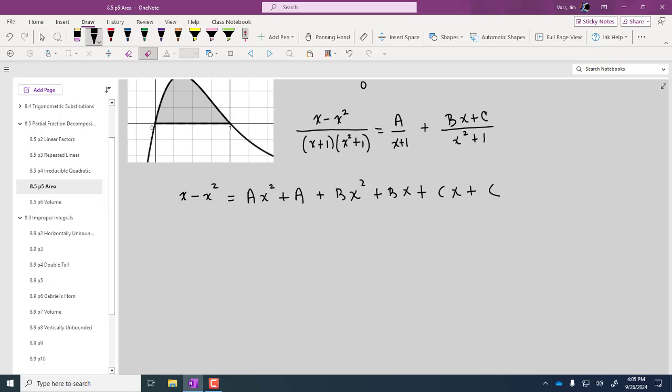Say again? Wouldn't B be 0? Oh, I subtracted wrong. So if A is negative 1 and we add it, yes, B is 0. Thank you, Ari. B is 0.